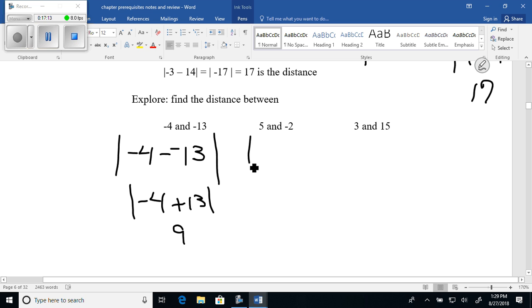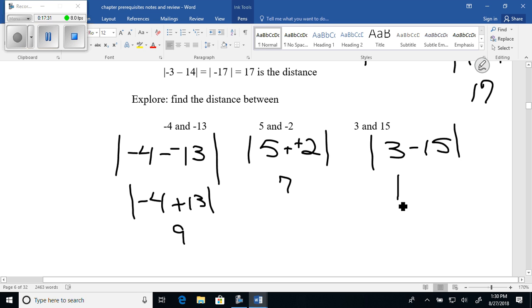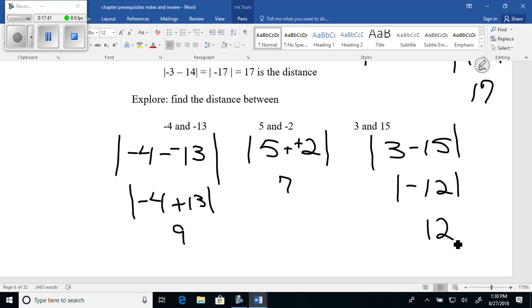How do you do it with the absolute value? 5 minus a negative 2, which makes that 7. How about over here? 3 minus 15, which is negative 12, and the absolute value is 12. Are we understanding? Don't mess up your negatives.